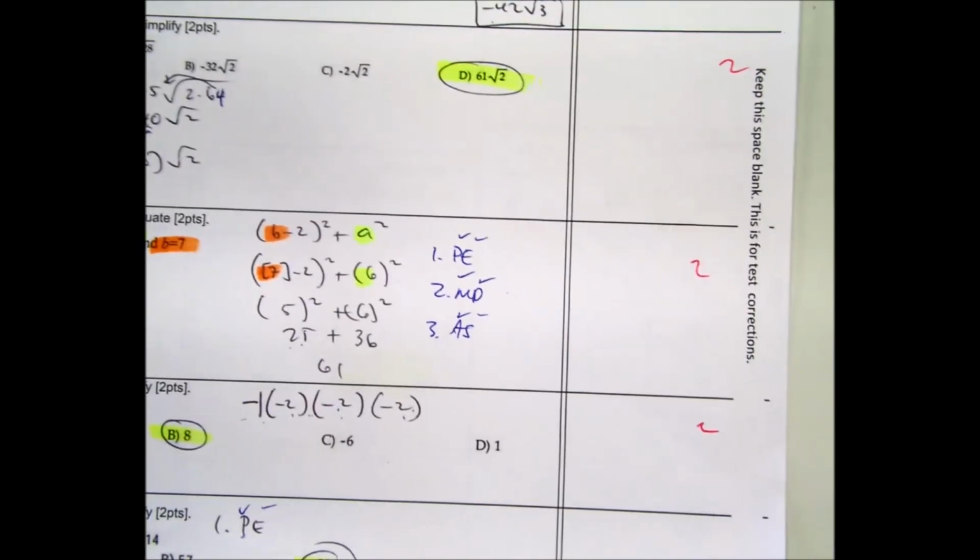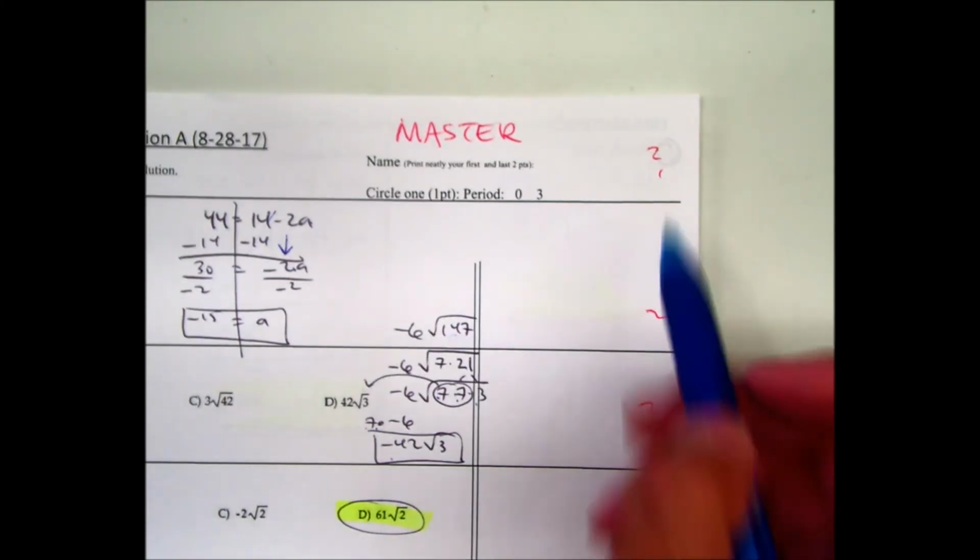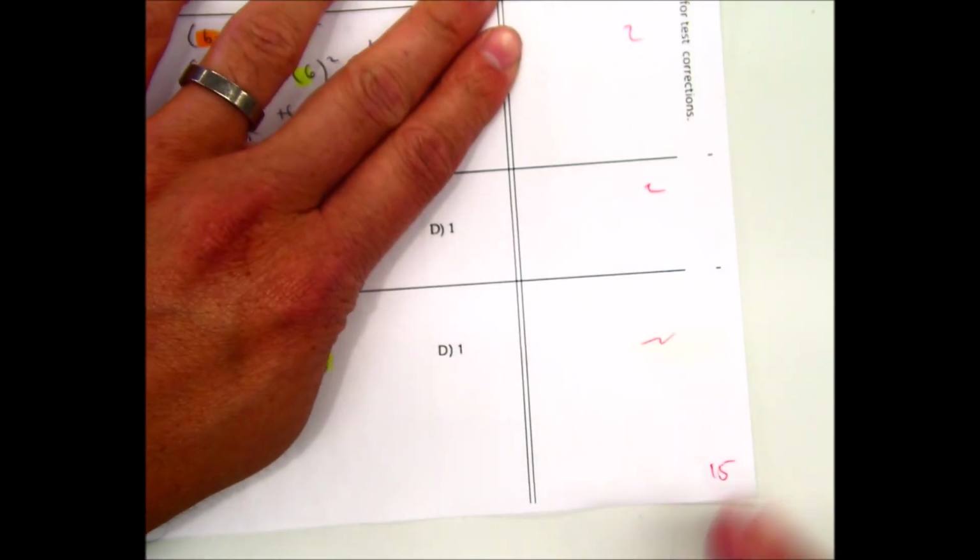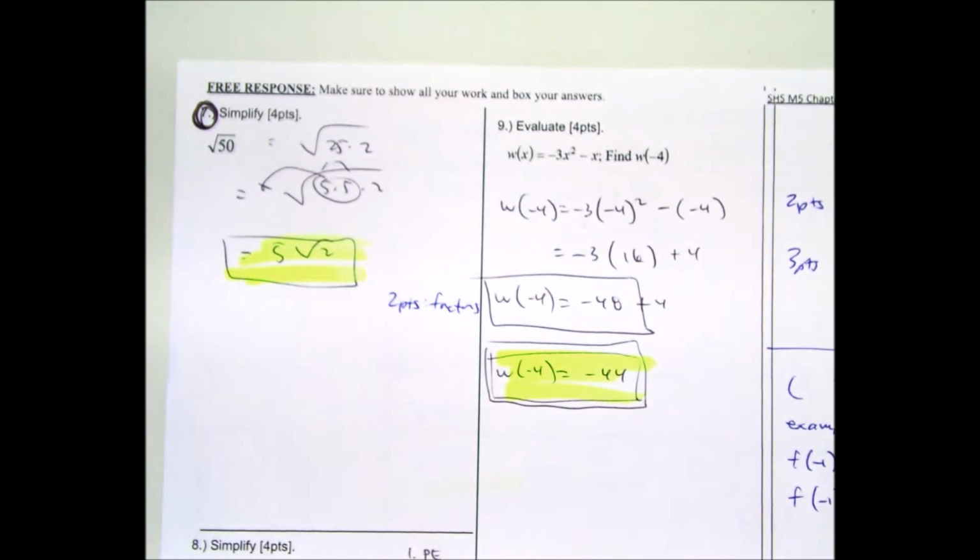Each multiple choice question is worth 2 points, and then plus your name, writing your first name nicely, and 1 point for circling the period. That side was worth 15 points. So on the back side, you got free response questions.